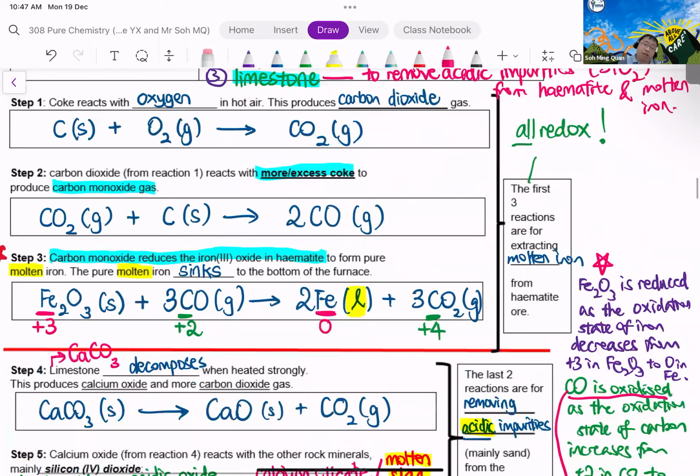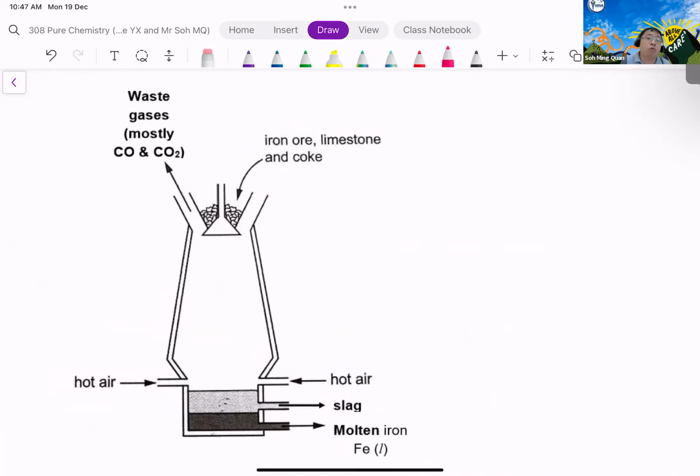Now, page 8, actually, there's nothing to copy. It's just a diagram showing you what the blast furnace looks like. The blast furnace looks like this. It's just basically an oven. It's a very big oven that's heated to a high temperature. So you can see what goes in. Well, these are your raw materials, right? The iron ore is called hematite. Hematite, coke, limestone is added into the blast furnace. All right. And the reactions will happen. And as mentioned, these reactions produce molten iron.